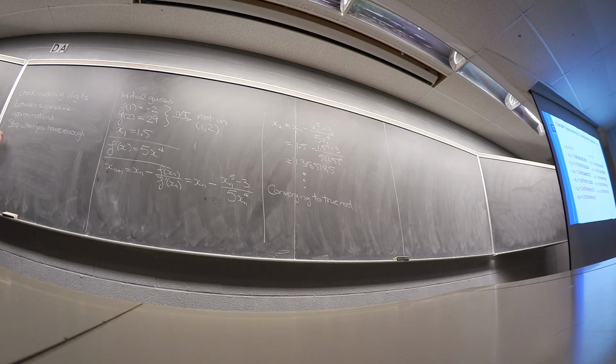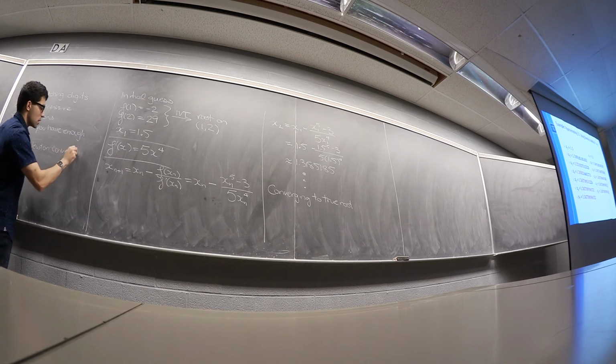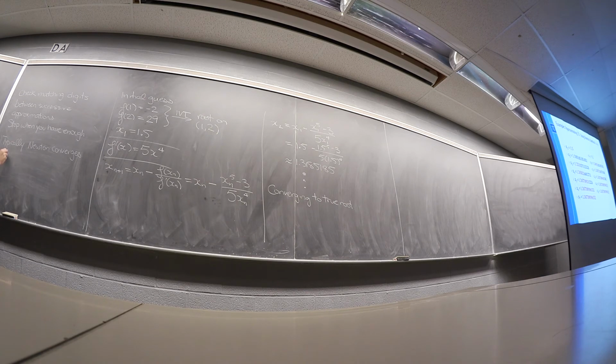And I'll just say this again. Typically, Newton converges more quickly than bisection. Bisection roughly adds 1 good significant digit every 3 or 4 iterations. Newton roughly doubles the number of good significant digits in each iteration. Newton gets to where you want to go faster.